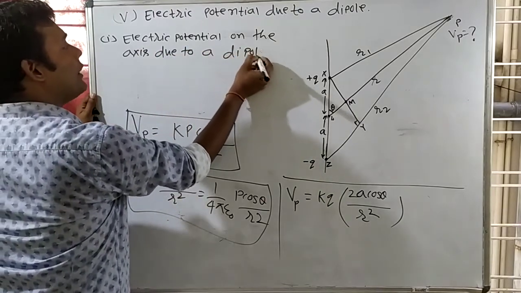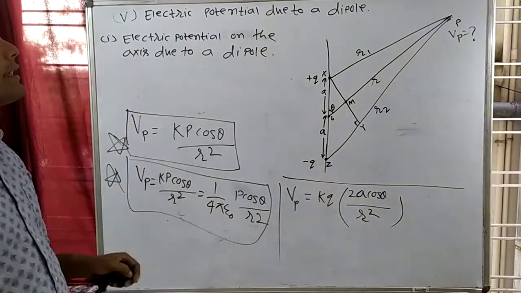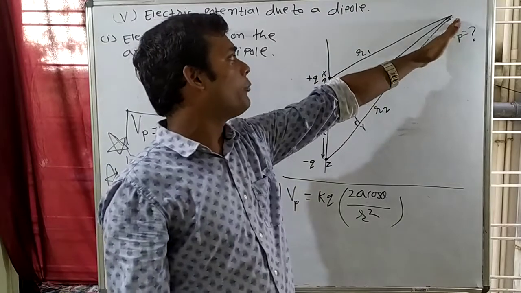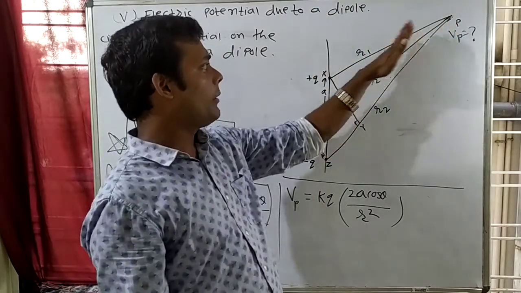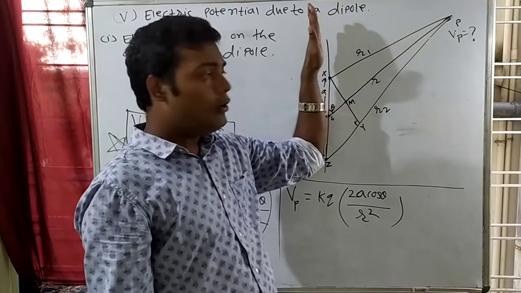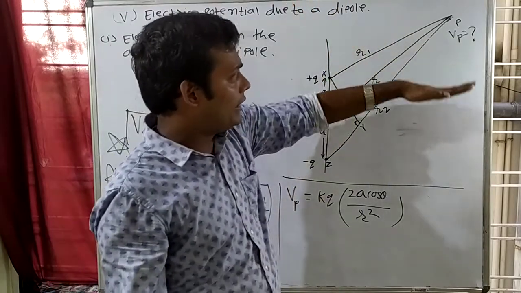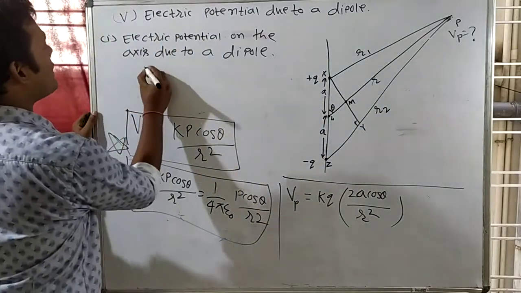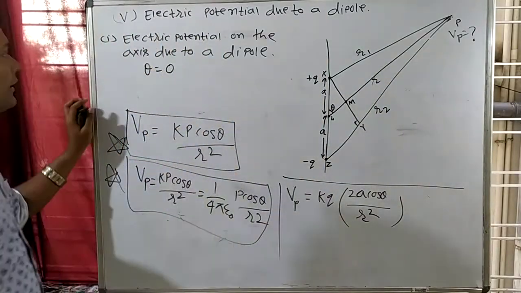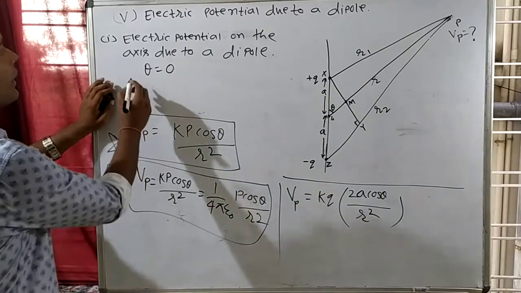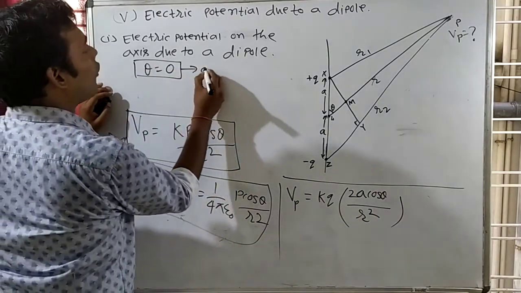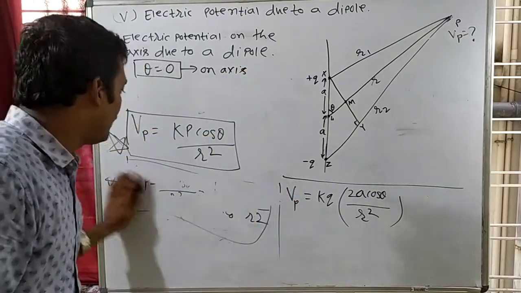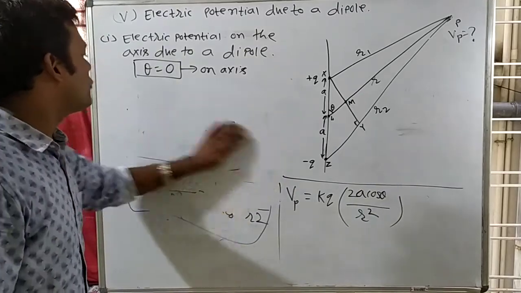So can we find this thing? Electric potential on the axis. On the axis, that means this point P should come on the axis. When this point P comes on the axis, what will theta become? On the perpendicular bisector theta will become 90, and on the axis theta will become 0. So whenever I talk about the axis, theta will be 0.